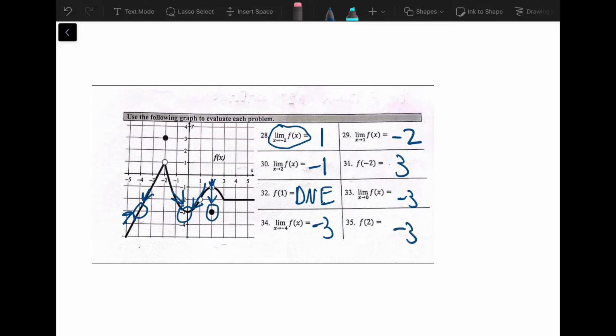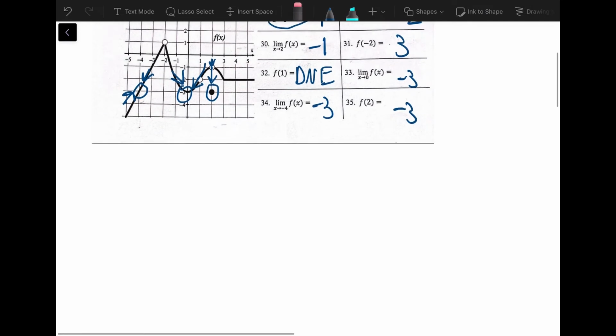So hopefully some of this made sense for you guys. And this is just basic limits when you're talking about graphs and stuff like that in pre-calculus. Let's look at some more examples.